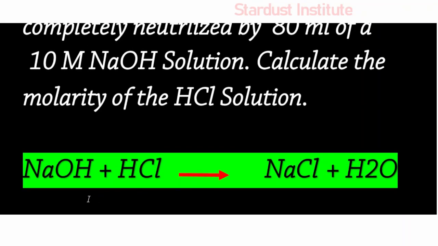This is the chemical equation. Sodium hydroxide plus HCl, we get sodium chloride plus H2O. You can see on the left hand side 1 sodium, on the right hand side 1 sodium, on the left hand side 1 oxygen, on the right hand side 1 oxygen, on the left hand side 2 hydrogens, on the right hand side 2 hydrogens, on the left hand side 1 chlorine, and on the right hand side 1 chlorine.